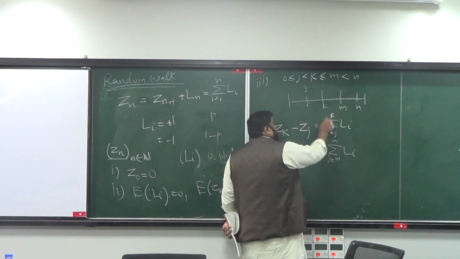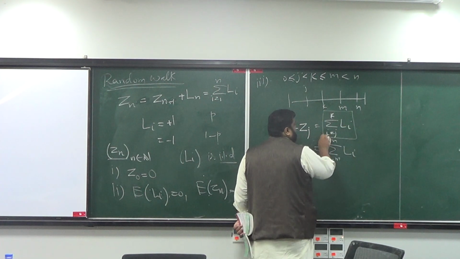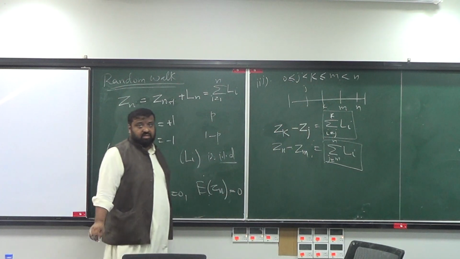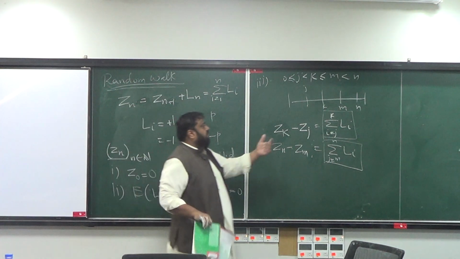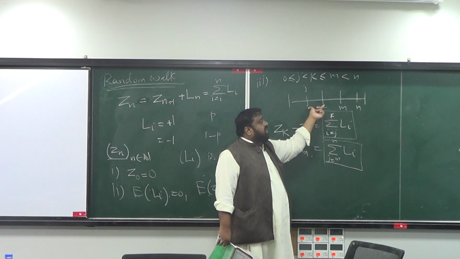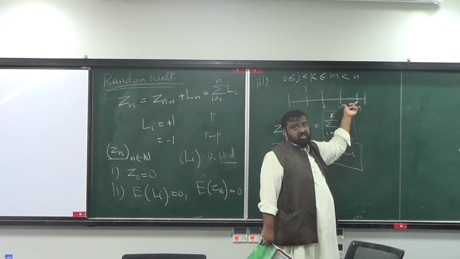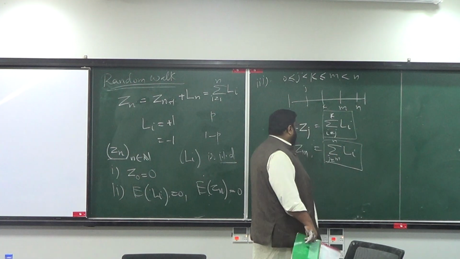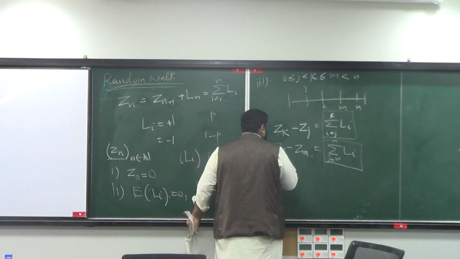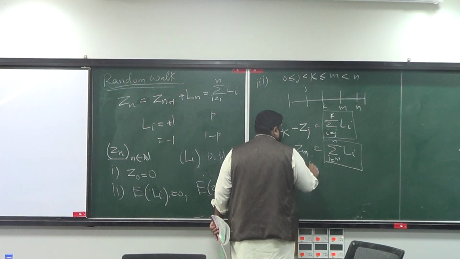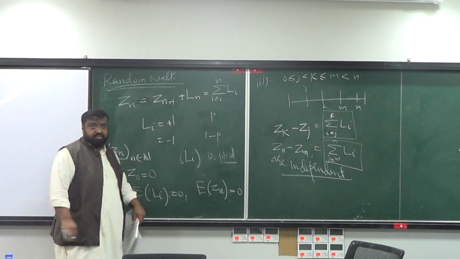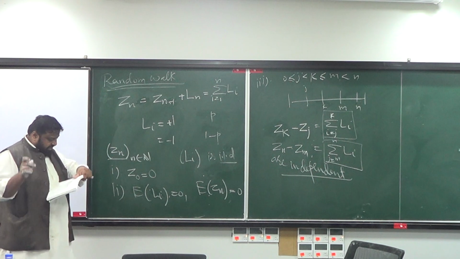So what can you say immediately? This sum must be independent of this sum. Because your gains in this interval must be independent of your gains in this interval. So the increments in gains are independent. These are independent things. Okay? So these are little observations.